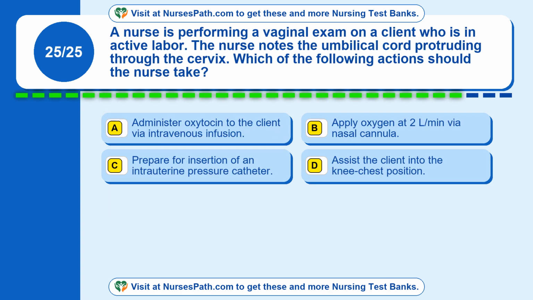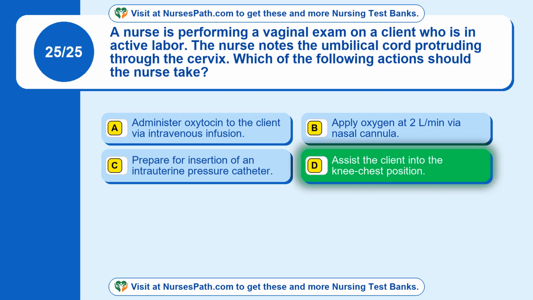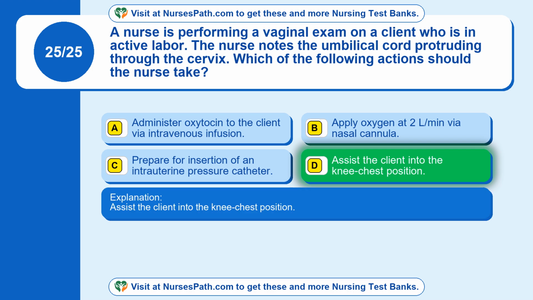Question 25. A nurse is performing a vaginal exam on a client who is in active labor. The nurse notes the umbilical cord protruding through the cervix. Which of the following actions should the nurse take? Option A. Administer oxytocin to the client via intravenous infusion. Option B. Apply oxygen at 2L/min via nasal cannula. Option C. Prepare for insertion of an intrauterine pressure catheter. Option D. Assist the client into the knee-chest position. The correct answer is option D. Assist the client into the knee-chest position.